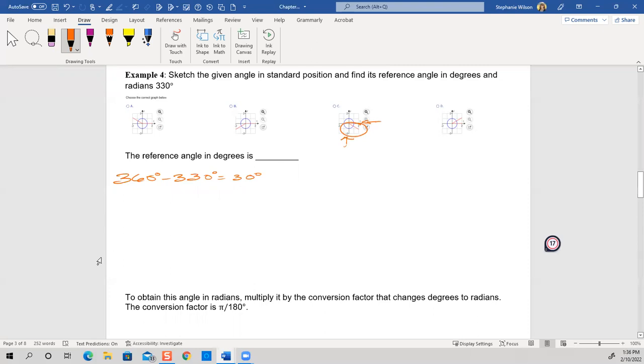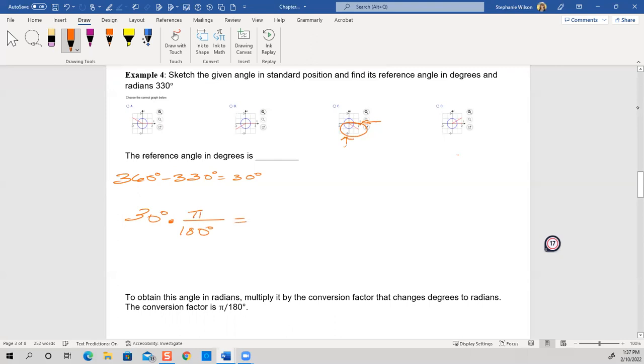Now, we want to obtain this angle in radians, okay? So we're going to multiply by the conversion factor that changes degrees to radians. So we know that we have 30 degrees, and we want to put it in radians. So we're going to do basic conversion. We need the degrees to reduce, so I need the 180 on the bottom. I want it in radians, so I need the pi on top.